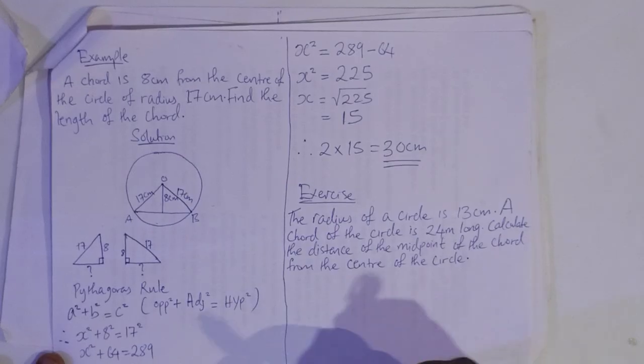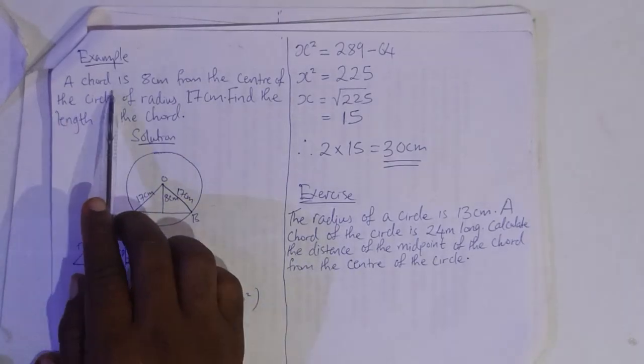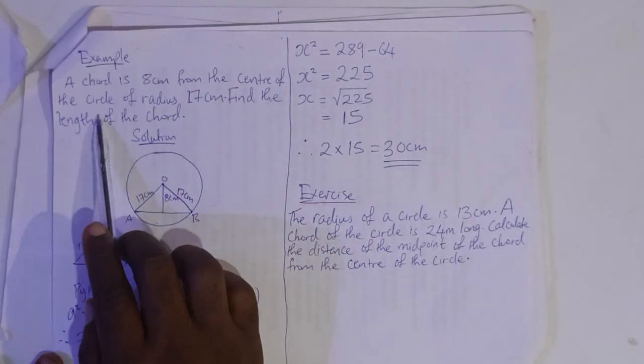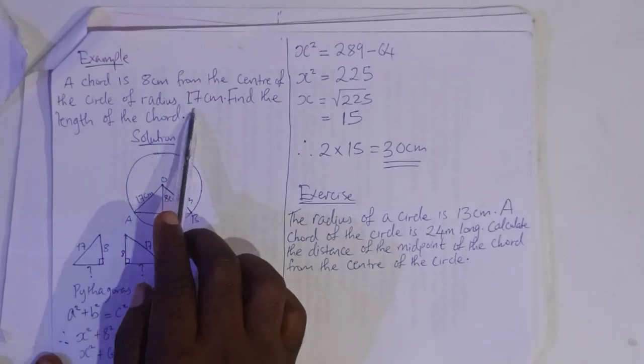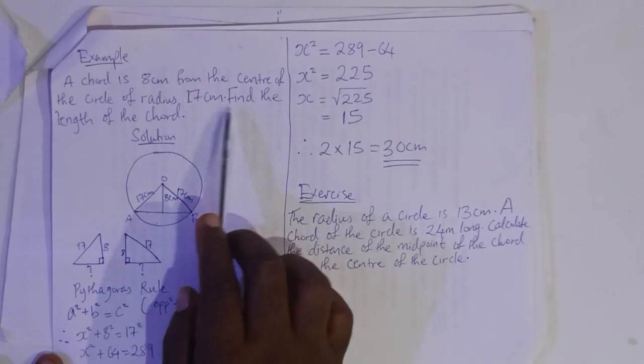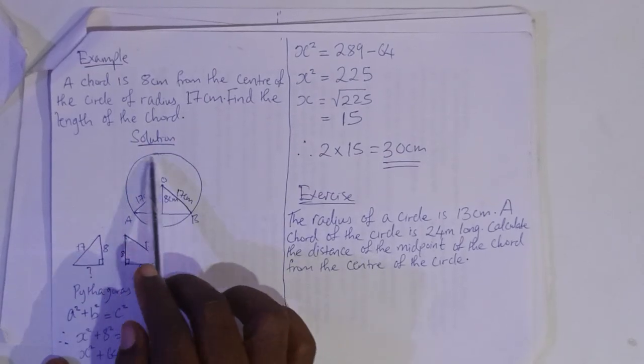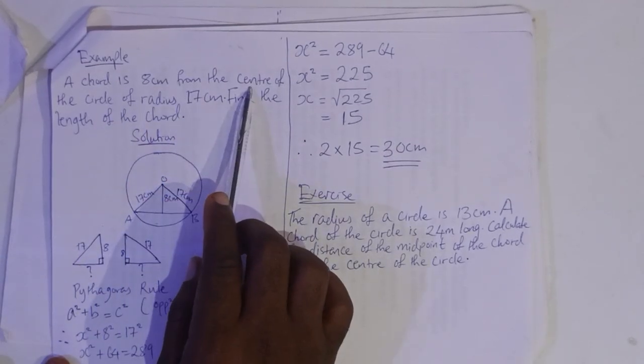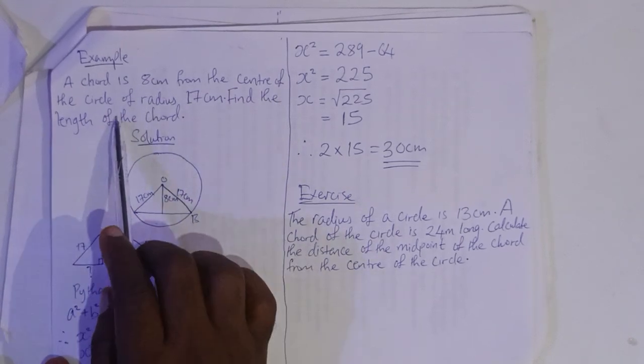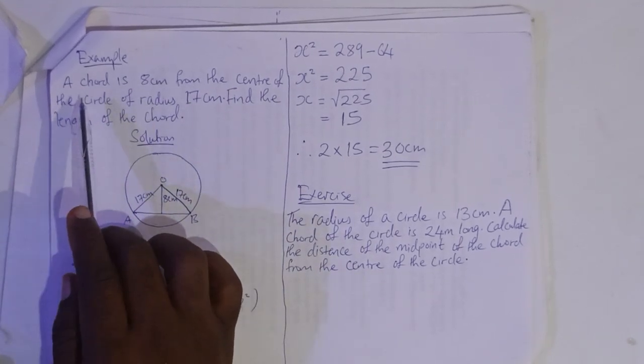Now, this very simple example says a chord is 8 centimeters from the center of the circle of radius 17 centimeters. Find the length of the chord. Very simple question. Your first step, just draw the diagram because it mentions a circle, center of the circle. Okay? Now let's take it step by step.